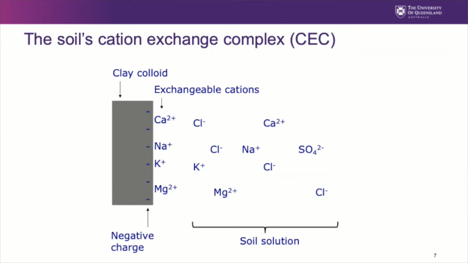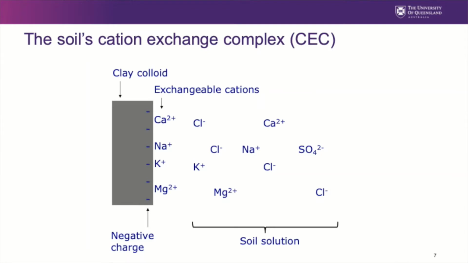And if we look at this in a bit more detail, here we have the clay particle, the clay colloid, which has this negative charge. And this negative charge is important because it attracts cations, hence why it's called a cation exchange capacity, a CEC. This negative charge attracts the cations to the surface where they're retained, held like a magnet to that negative charge in your soil. So we have the clay colloid, the negative charge, and attracted to that are these cations: calcium, magnesium, potassium and sodium.